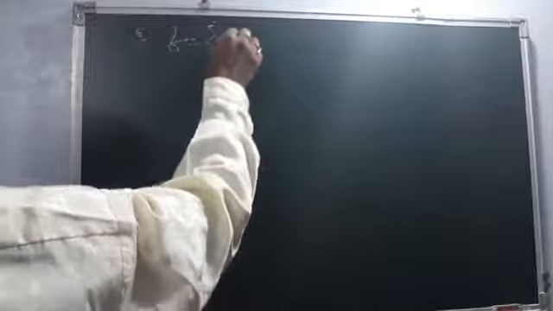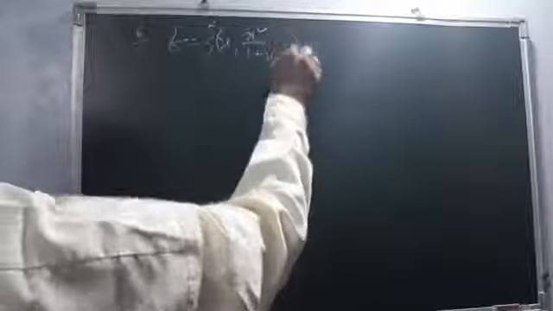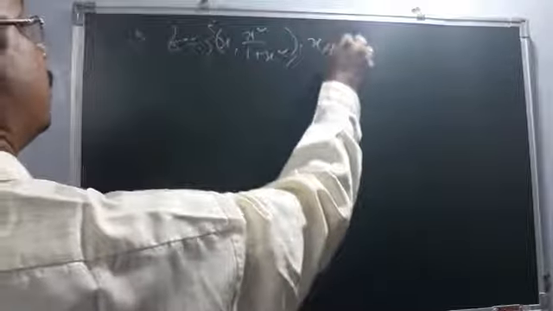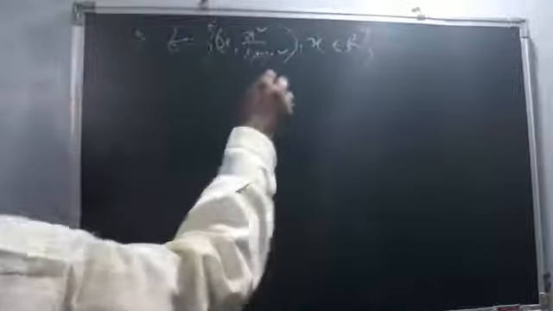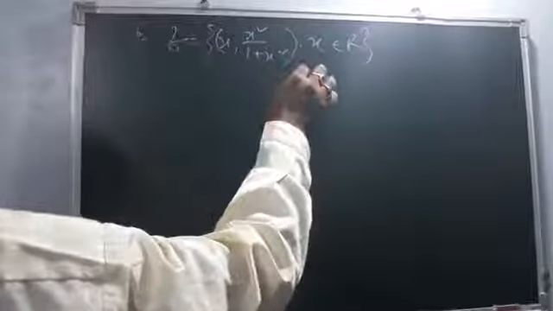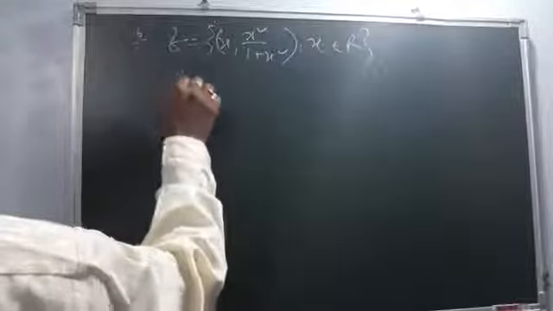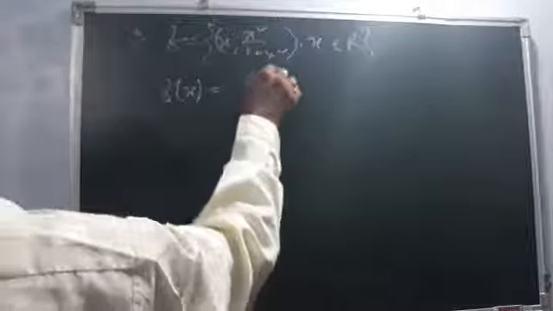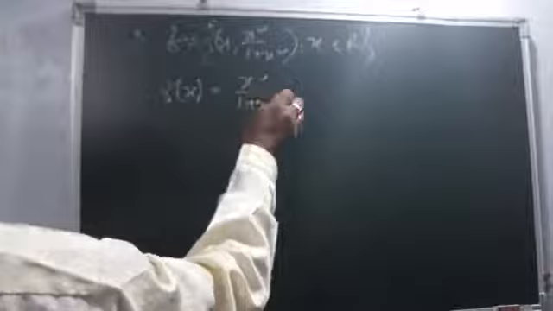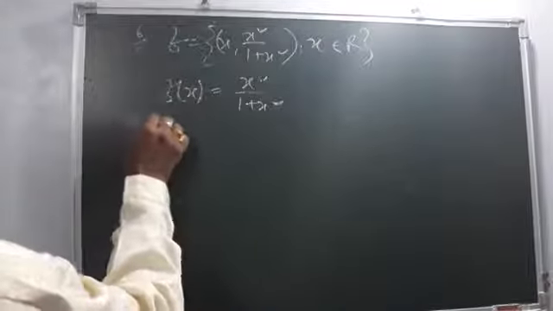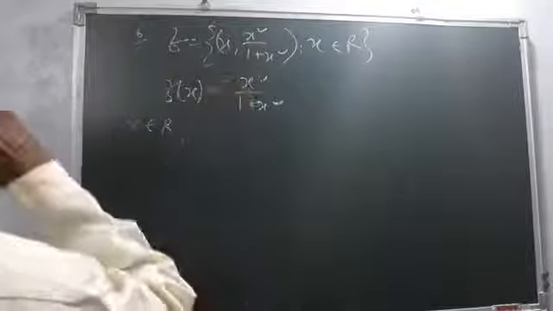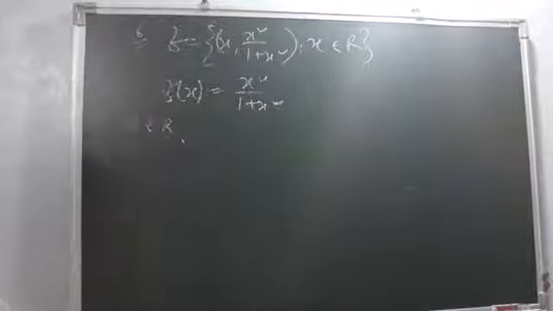Here f is equal to x, comma, x square by 1 plus x square, and x belongs to R. So they say f is from R to R. What is range? Its meaning is what? That is f(x) equal to x square by 1 plus x square. Now if we take x belongs to R, then you see what values this will always give.